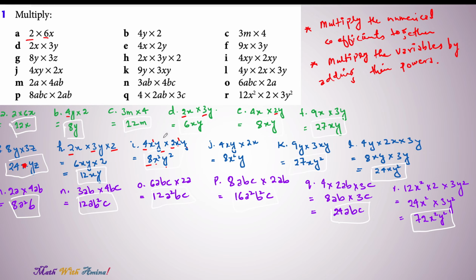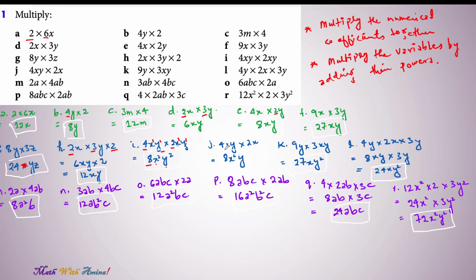We add the power. 1 plus 1 is equal to 2. The same is done with the y variable. The power of y is 1, and the power of this y is also 1. So 1 plus 1 is equal to 2. Therefore, as the final answer to this expression, we get the term 8x square y square.